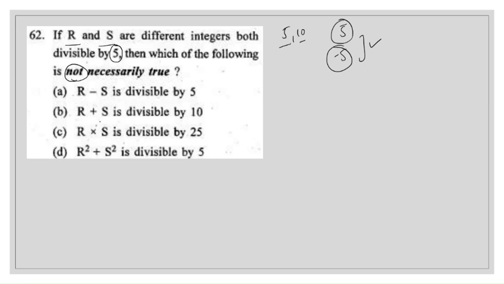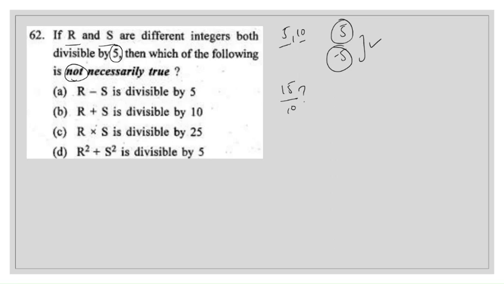The second condition says that R plus S is divisible by 10. Now, R plus S means 5 plus 10, which is equal to 15. Is this divisible by 10? Divisible by 10 means that the remainder we receive is 0. Obviously, in this case the remainder won't be 0 if we divide 15 by 10. The answer will be in decimals. So this means this condition is not being fulfilled.